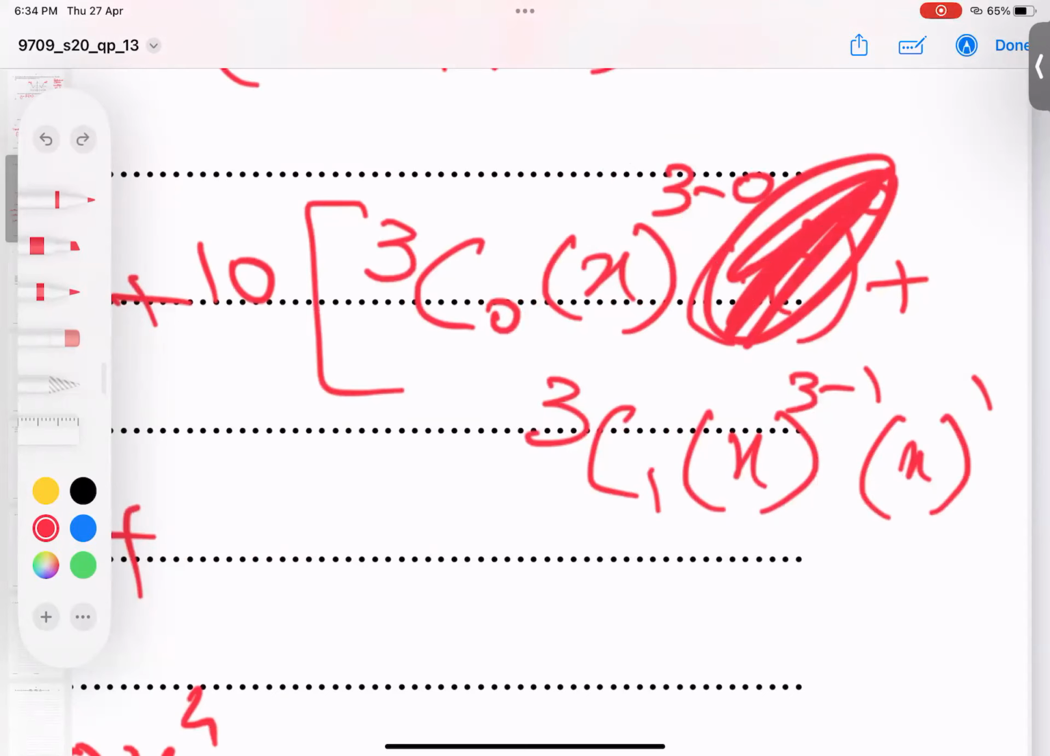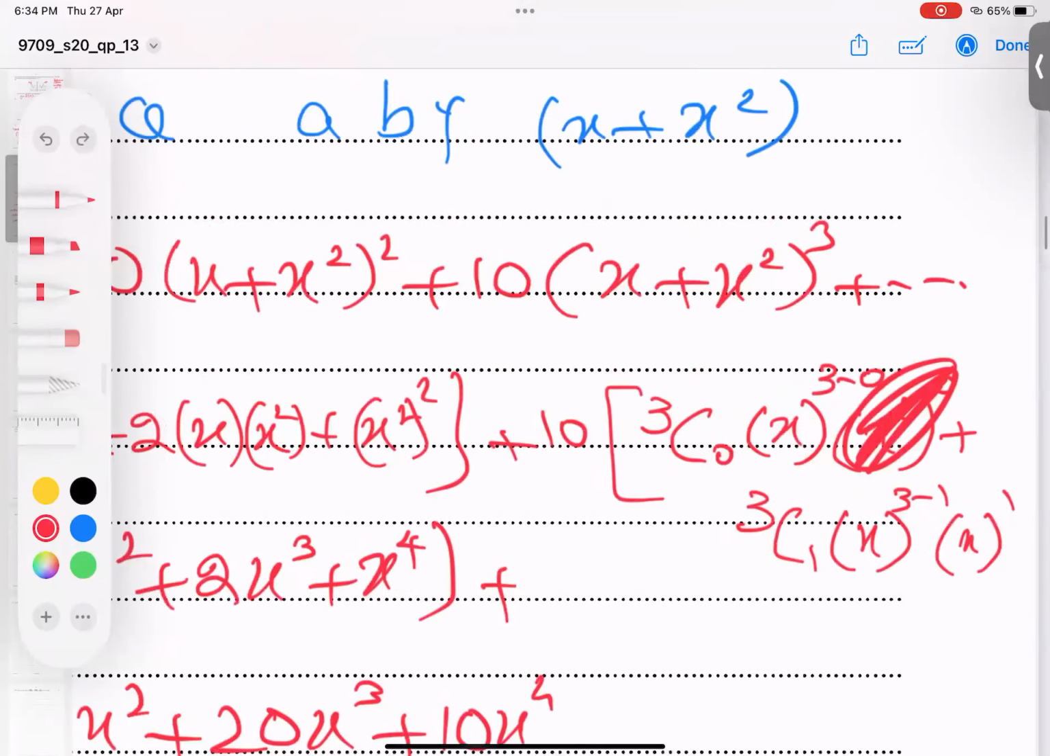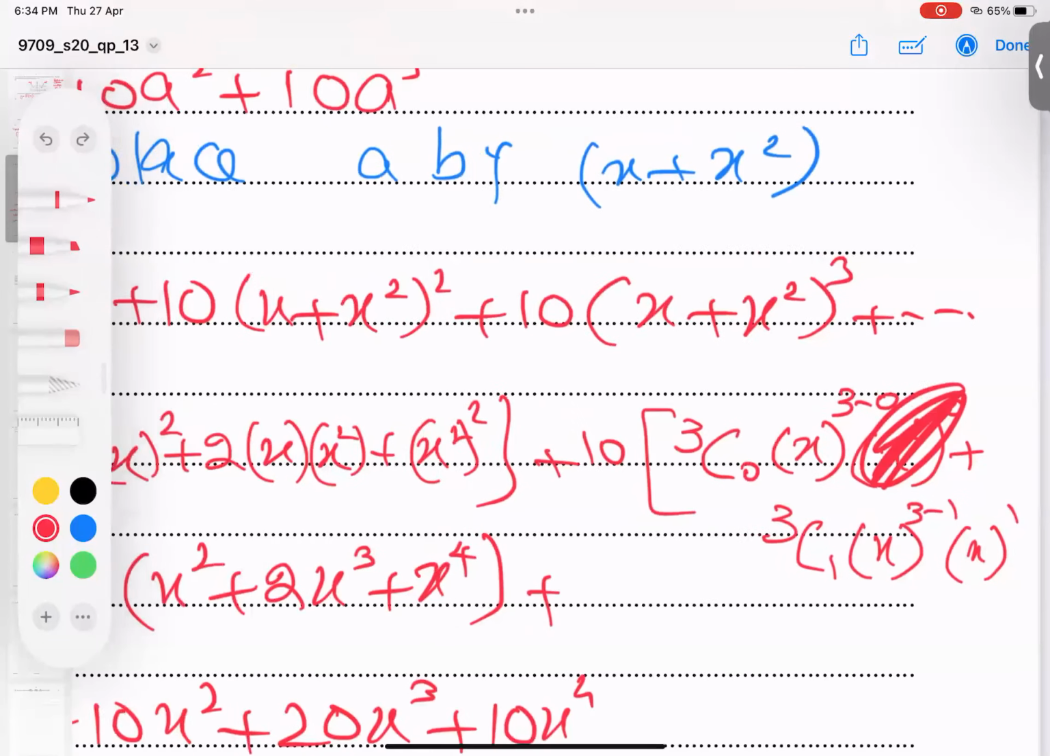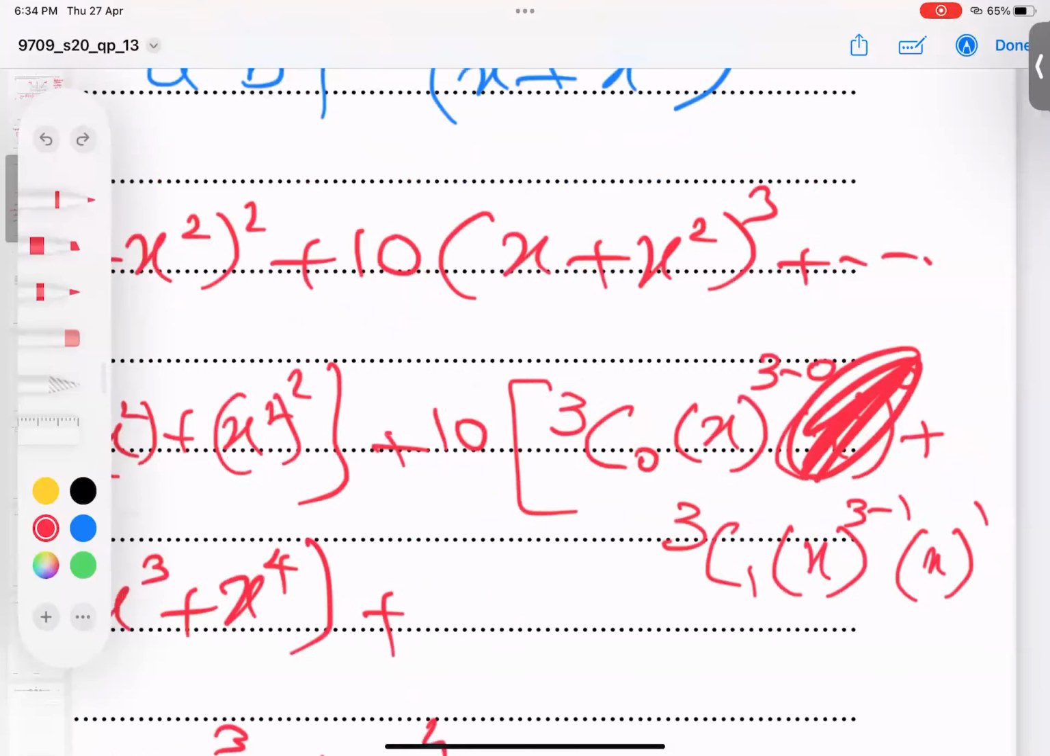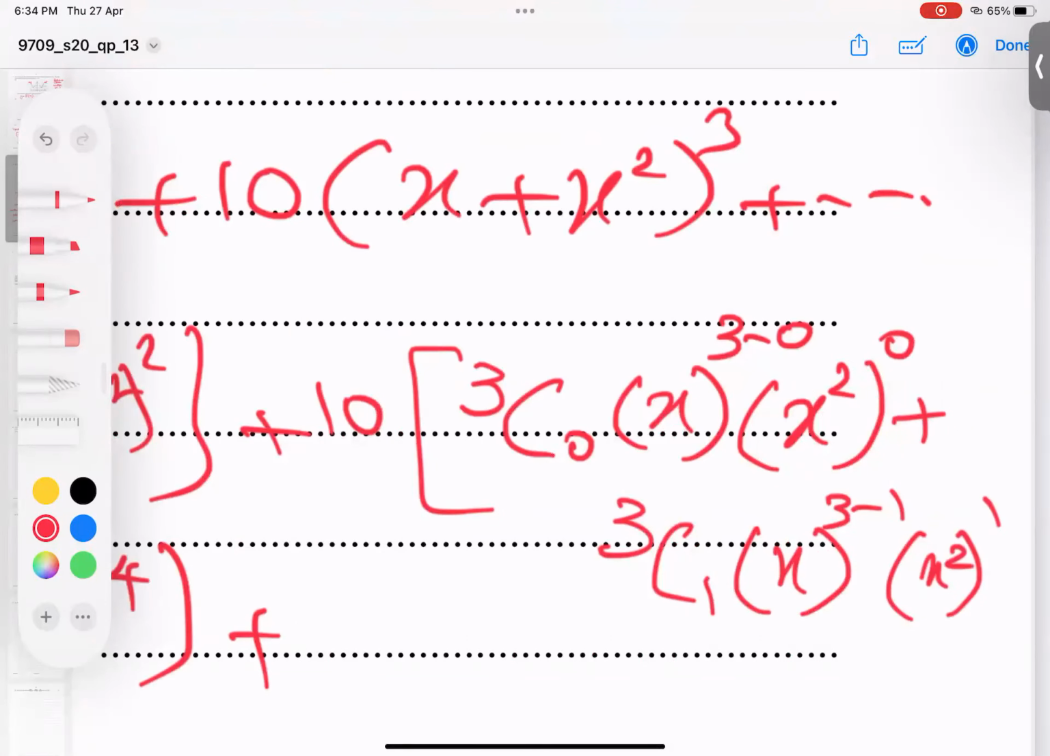What about here? Wait a minute. I made a mistake here. Sorry. What mistake? This power 2 I missed. Okay, now correct. What is coming here, students? 3 minus 1 is 2. You say, sir, 2. Correct. 2 plus 2 gives you 4. It means here I'm getting x to power 4.